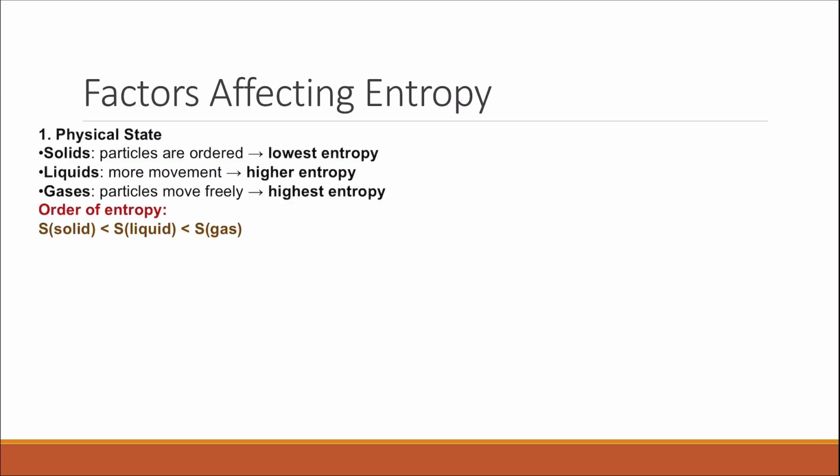The first one is the physical state. Physical states we know are solid, liquid, and gas. Solids are highly ordered, so they have the lowest entropy. Liquids have a bit more movement, so they have higher entropy than the solids. And then gases, particles can move freely, so they're highly disordered, so they will have the highest entropy. So the order of entropy: the gas will be the highest, then liquid, then solid.